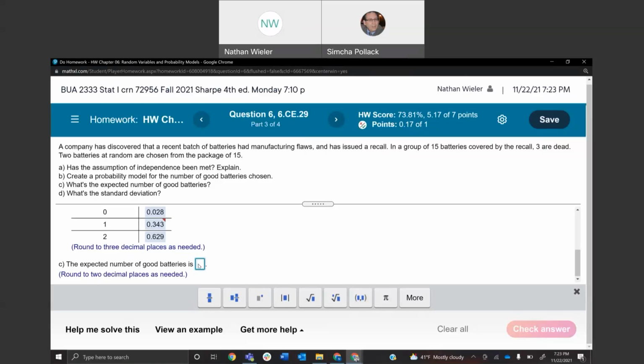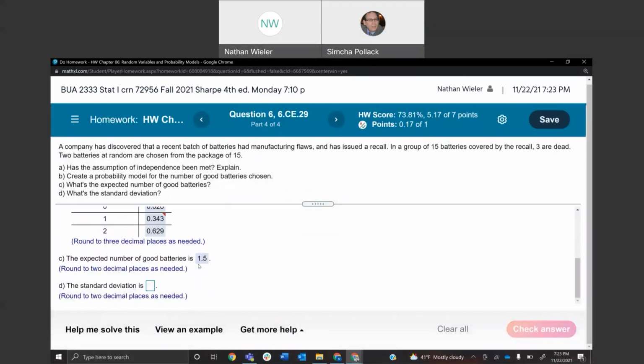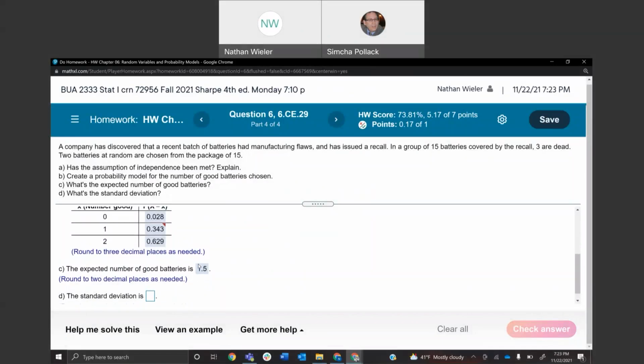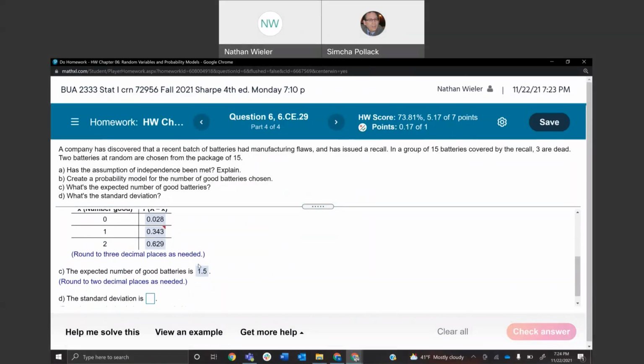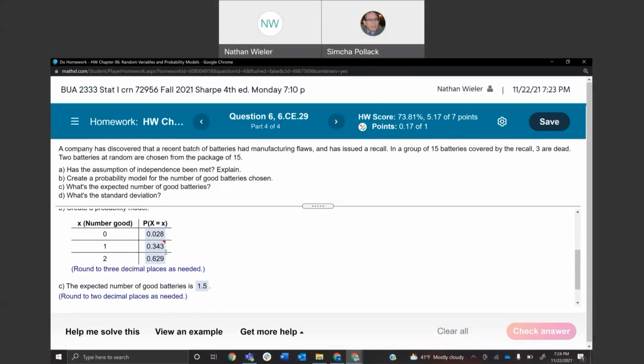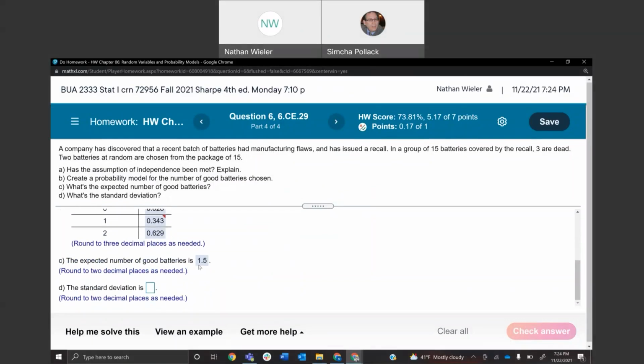That seems high. 0.34. Maybe that's about 1.5, which makes sense. We expect out of two batteries about 1.5 should be good. Most of them are good. I just did that in my head. You multiply 1 times 0.343, and 0 times anything is 0, but 1 times 0.343 is 0.343. 2 times 0.629 is roughly 1.2. I just added in my head, so maybe it's 1.56 or something, but it's probably right. It is about 1.5.